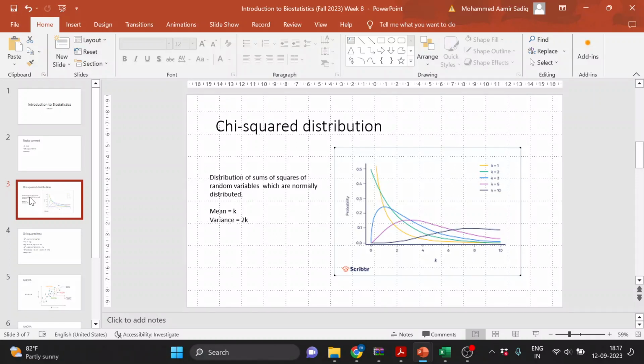Chi-square distributions are good to compare, say, variances, because what is variance? It's the sum of squared differences from the mean. So that also follows a chi-square distribution. So to compare variances, chi-square distributions are good, or to compare any given curves or functions, whether they are similar or not. So a chi-square test is also known as a goodness of fit test.